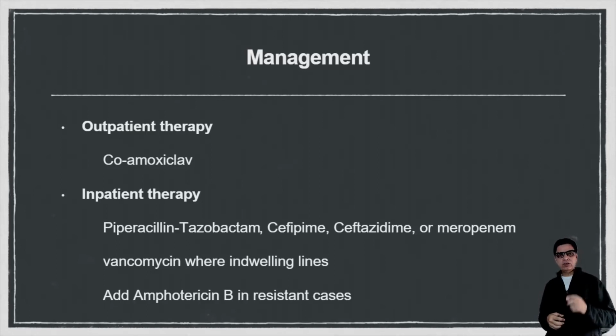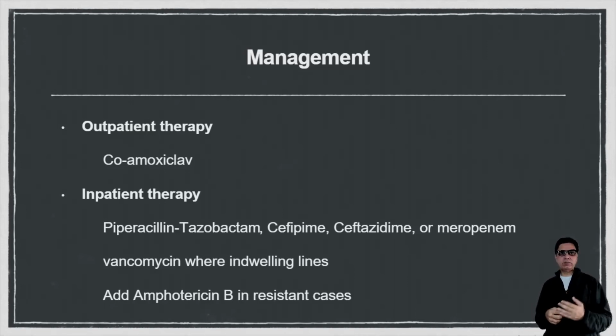And remember, for inpatient therapy, the best thing is to start them on monotherapy: piperacillin, tazobactam, cefepime, ceftazidime, or meropenem. If you have to add a second drug to the monotherapy, remember you can add aminoglycosides like amikacin. But remember, aminoglycosides should never be started as monotherapy. They are always used as an add-on to monotherapy.